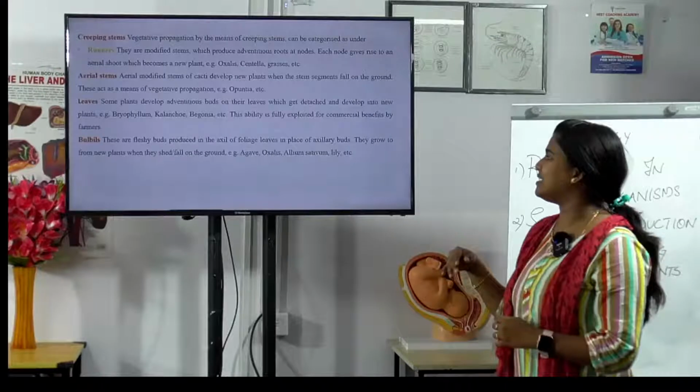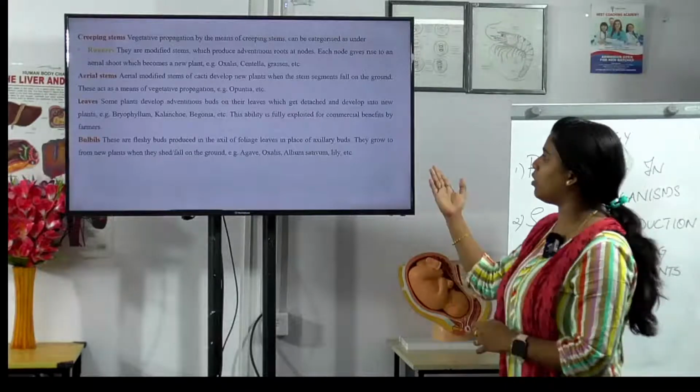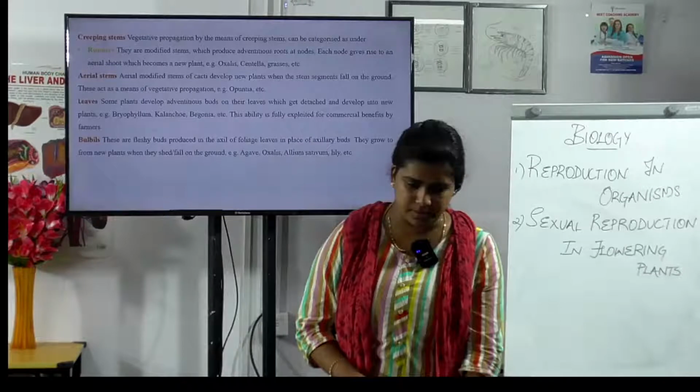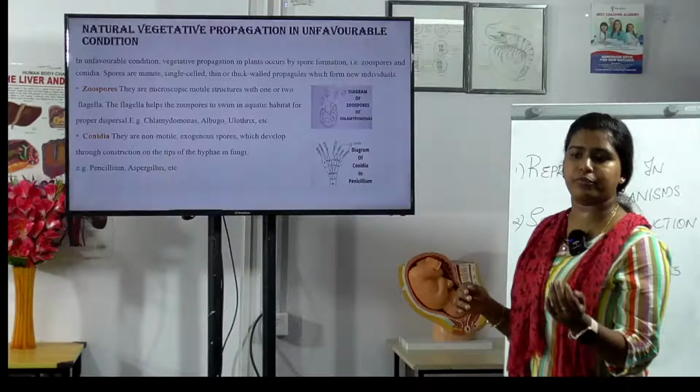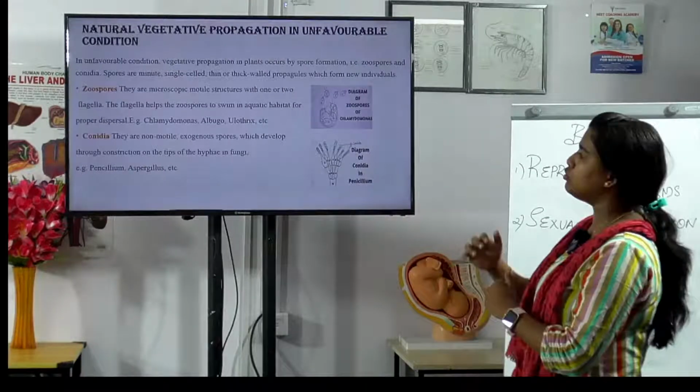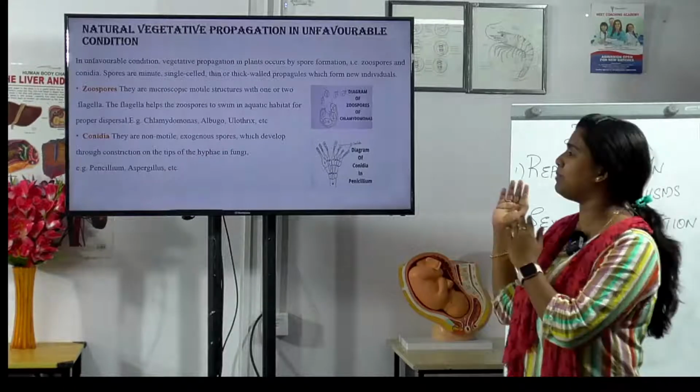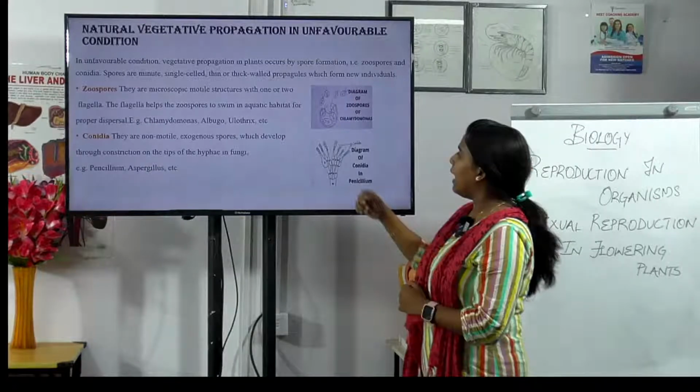And the next method is natural vegetative propagation in unfavorable condition. Before it was favorable condition. There are two types of process. One is zoospores and the other is conidia. What happens in zoospores is they have a motile structure with two or more flagella. These are the flagella. And the flagella help the zoospores to swim in the aquatic habitat for proper dispersal, for example Chlamydomonas, Albugo or Ulothrix.